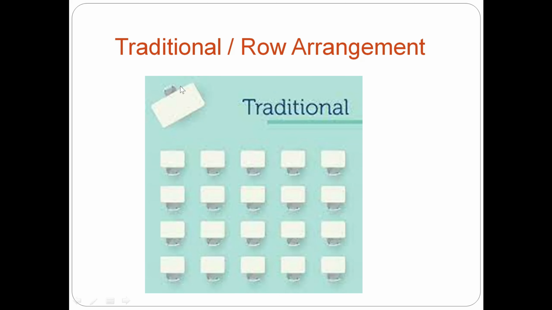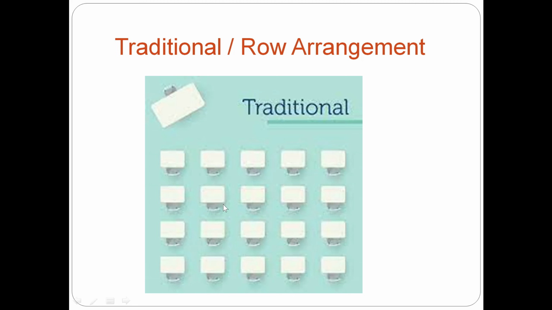So let us move toward the explanation of different seating arrangements, and the first one is the traditional, or what we call the row arrangement as well. This is the shape. This can give you some idea about your classroom: do you use this arrangement in your classroom or not? We can ask ourselves whether we are using this arrangement.